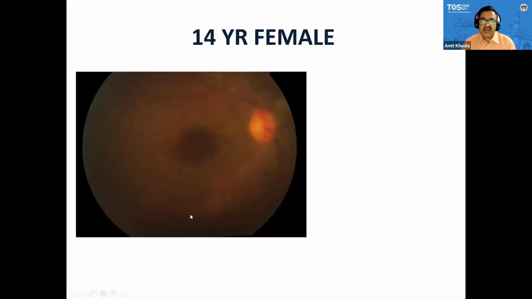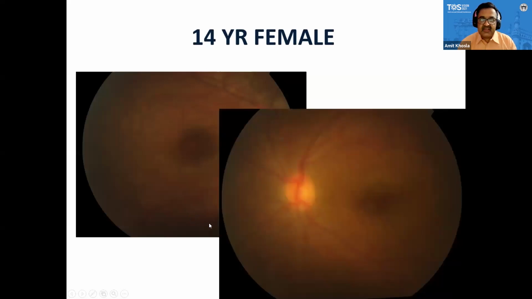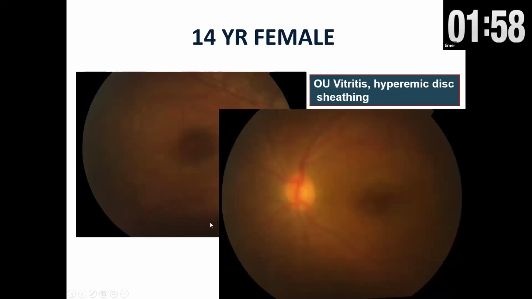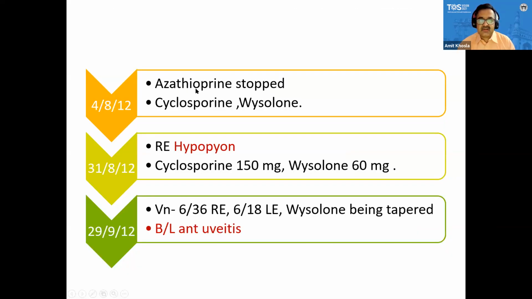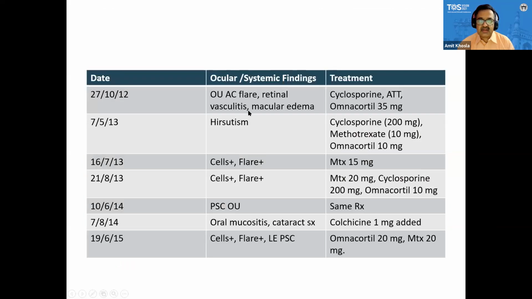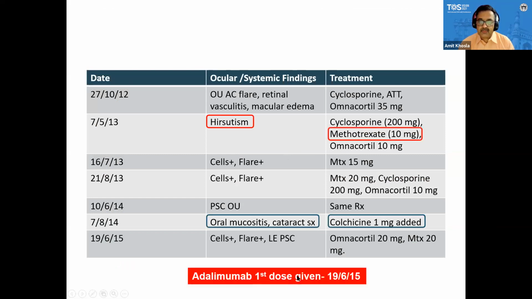So I'd just like to show a case of a 14-year-old female who was diagnosed with Behçet's, came to me in 2012, who had vitritis, hyperemic disc, and sheathing, had perivascular leakage, disc leakage, and was started on various drugs and had complications, tried from methotrexate to azathioprine to cyclosporin. In 2012 she developed a hypopyon. We tried everything, and she had recurrences. This is her history. We tried every drug until she developed some complications. And finally, in 2015 we were able to start adalimumab, as the Indian drugs were available. We gave her infliximab. Now she's on adalimumab. And now she's a confident young girl who comes alone to me in 2020 with a vision of 6/18.